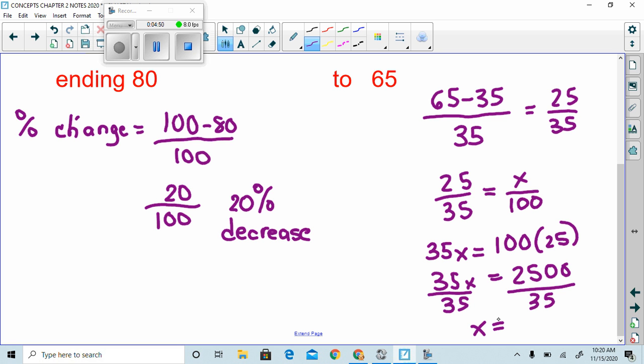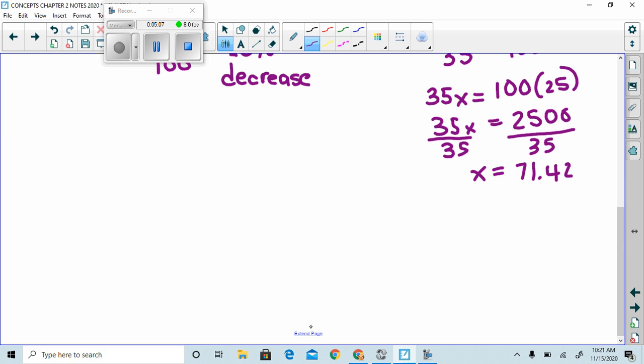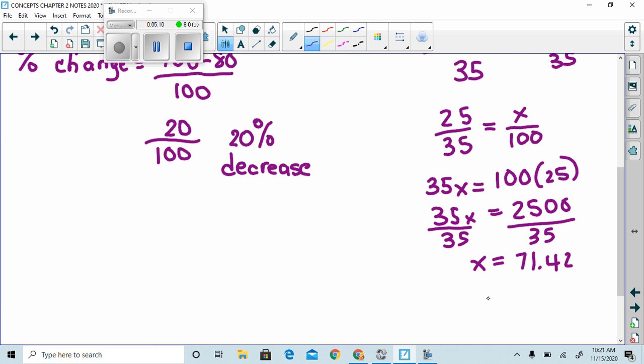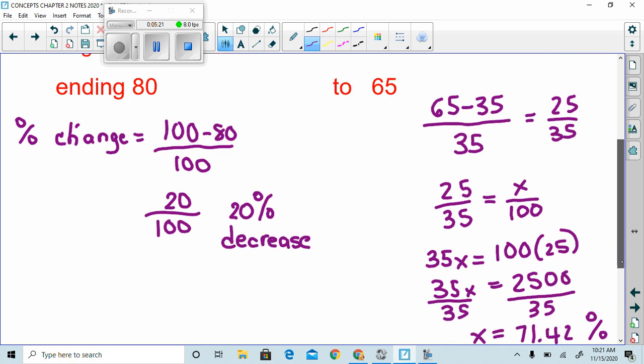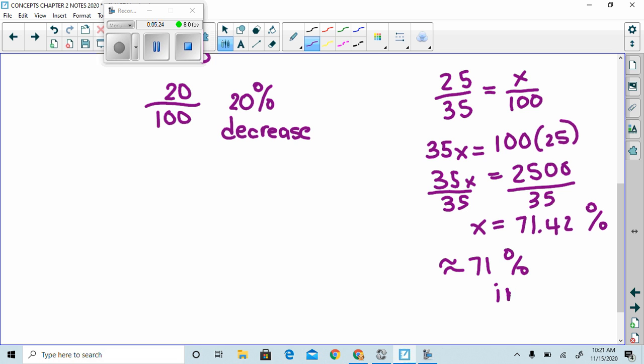So if you're going to take that 2,500 and divide by 35, I'll give you a second to calculate it. Did you get 71.42? And it keeps going and going and going. So we're going to round this to the nearest whole number percent. And we're going to get approximately equal to 71%. Look at the numbers. They went up, so it's an increase.